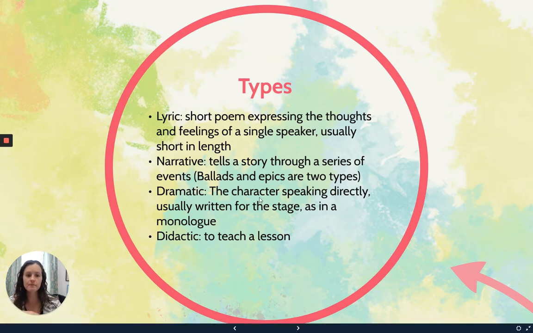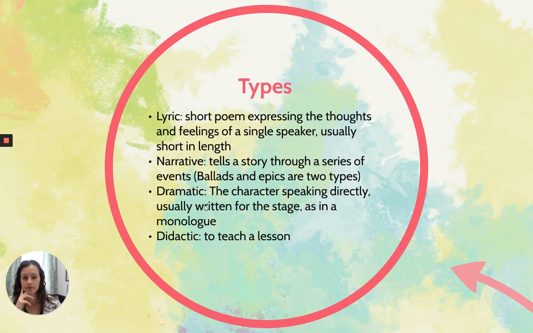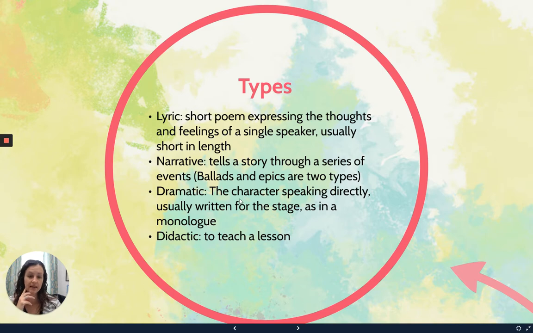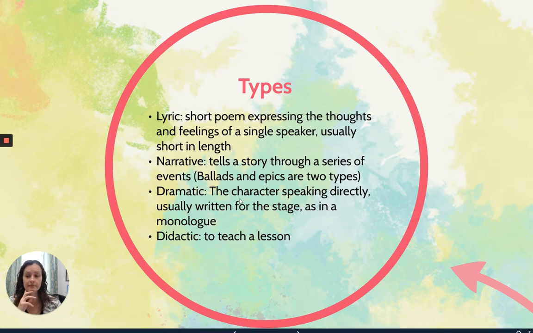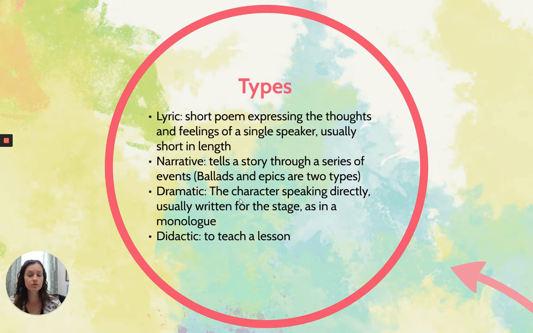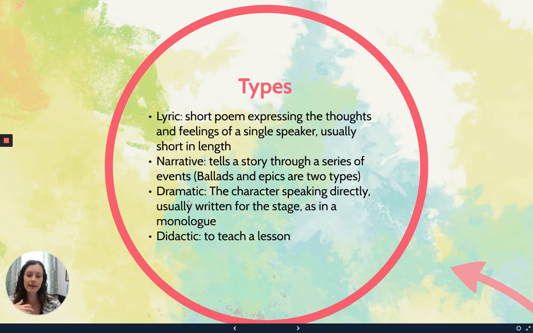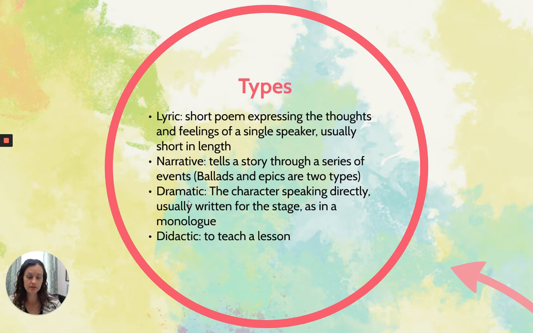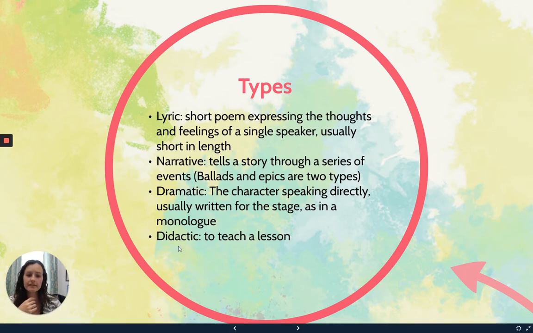Dramatic is when the character speaks directly to us, the reader. Typically, this is written for the stage, so dramatic poetry usually is a play. So Shakespeare, right? Shakespeare writes all of his plays in poetry form, but it's dramatic because the characters actually speak to us as an audience. But you also see that in regular poetry as well. And then finally, didactic poetry is poetry that's supposed to teach us some kind of lesson, okay?